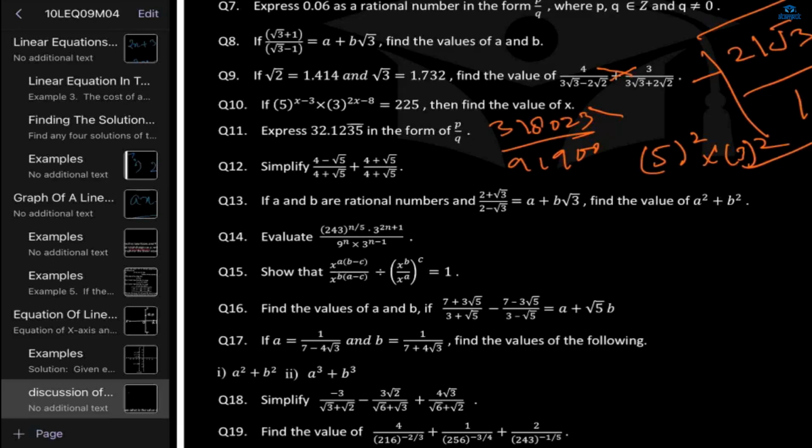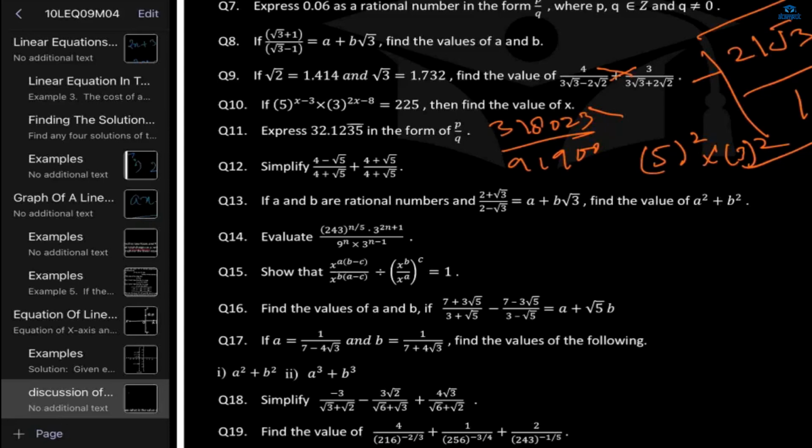Okay, question number 13 here. The final answer will be? Actually, there's a little mistake. Instead of plus, there would be minus. But I got 7 plus 4 root 3. That's why I'm not telling you the exact answer, because the question was actually 4 minus root 5 by 4 plus root 5 plus 4 plus root 5 by 4 minus root 5, and here it is plus only. But according to our method, we got the answer right. If the question is a little altered, you can get the right answer. But right now, I cannot tell you the correct answer that I have noted.